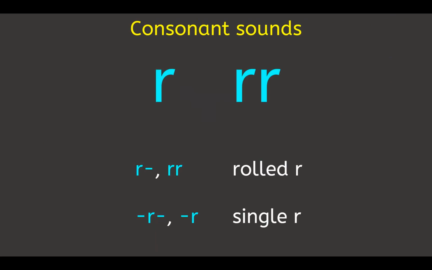Finally, the Spanish R sounds. There are two R sounds in Spanish, a single R sound and the rolled R sound. A single R at the beginning of a word or a double R in the middle of a word are the rolled R. A single R in the middle of a word or on the end of a word is a single R. To make the Spanish R sound, you flick the tip of your tongue off the bumpy ridge behind your top front teeth.